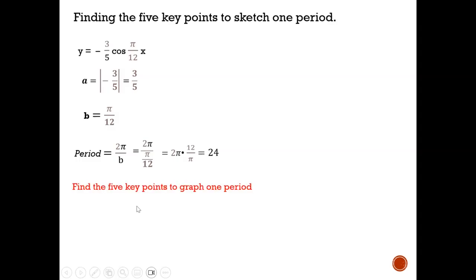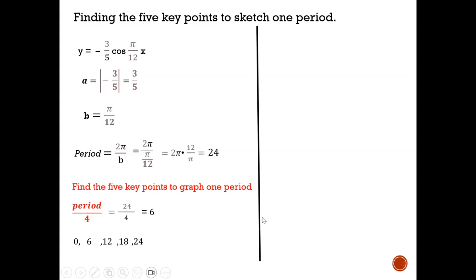Now, how do we find the other key points? We divide the period, which is 24, by 4. So we're going to count by 6s. So we start with 0, 6, 12, 18, and 24. Okay? So what are my key points?